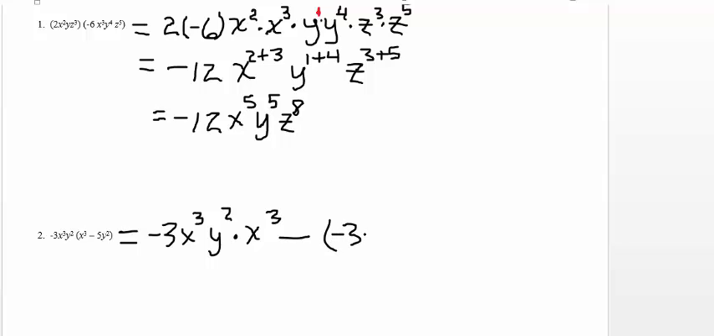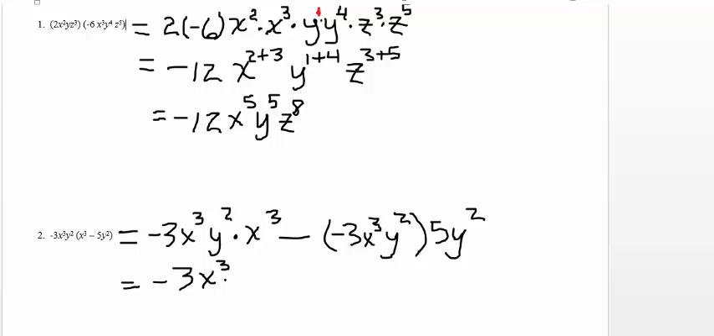Negative 3x cubed y squared times 5y squared. And notice the negative in front of the 5y squared is right here. Alright, so we want to show at least 2 steps of work before our final answer. So we've just shown one step. Let's rearrange things in our second step.